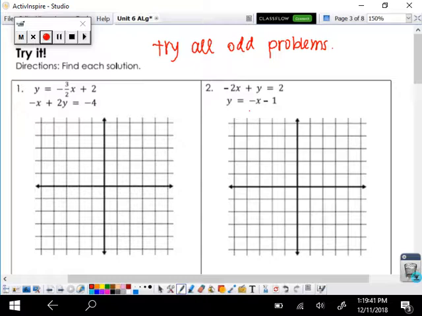You can check your answers in the Google Classroom, so the filled out notes are posted in the Google Classroom. Try the odd. If you need extra practice, you can do the even as well and check your answers in the Google Classroom. Once you've completed those, come get the homework from Miss Boland, and that'll be what you'll work on for the rest of the class.